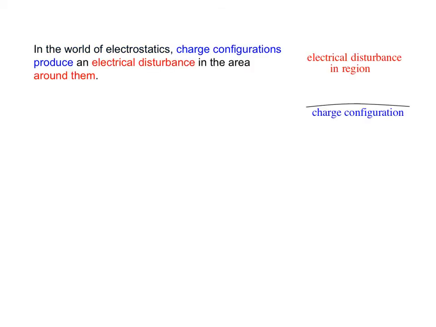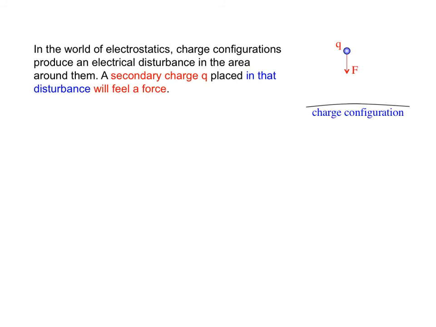So how is this relevant to what we're about to start studying? Well, in the world of electrostatics, charge configurations generate electrical disturbances in the regions around them. If you put a secondary charge in the field, it's going to end up feeling a force. Whether the force is up or down will depend on whether the charge is positive or negative, and it will depend on whether the field-producing charge is positive or negative. For our purposes, I'm going to assume that the charge is going to feel a force down.